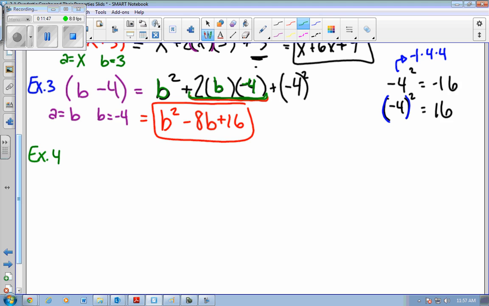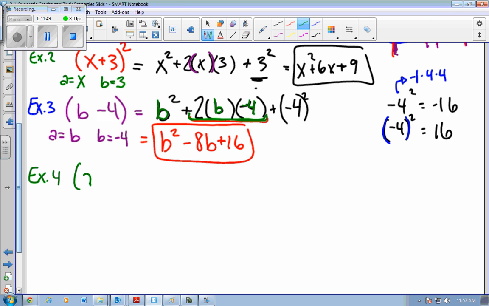Example 4. A plus 7. Okay, Isaac, what's in the A position? A equals A. Isaac, were you talking to? Oh, yes, there's 2 Isaacs. Other Isaac, Sherman, what's in the B position? 7, even though my 7 looks a little funny. That's supposed to be a 7.